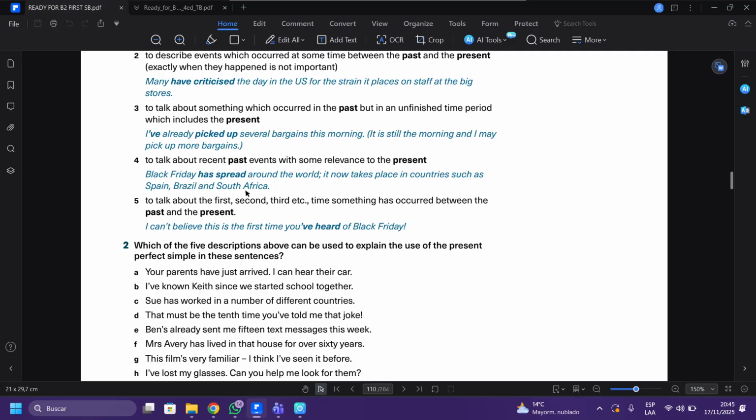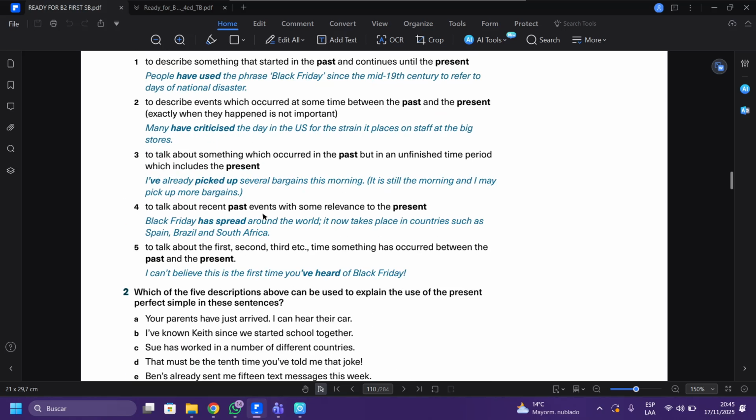Number four, to talk about recent past events with some relevance to the present. For example, Black Friday has spread around the world. It now takes place in countries such as Spain, Brazil, and South Africa. In number five, to talk about the first, the second, and the third time that something has occurred between the past and the present. I can't believe this is the first time you have heard of Black Friday.